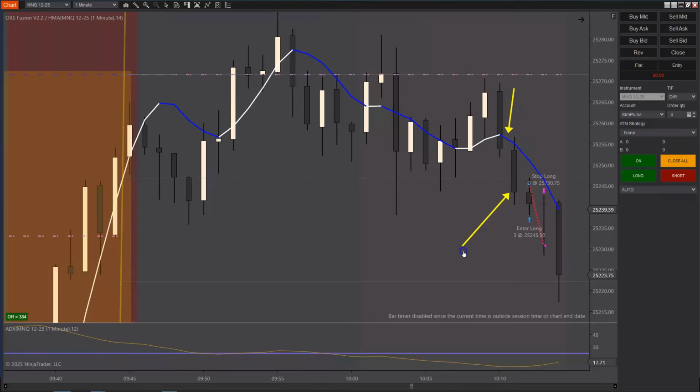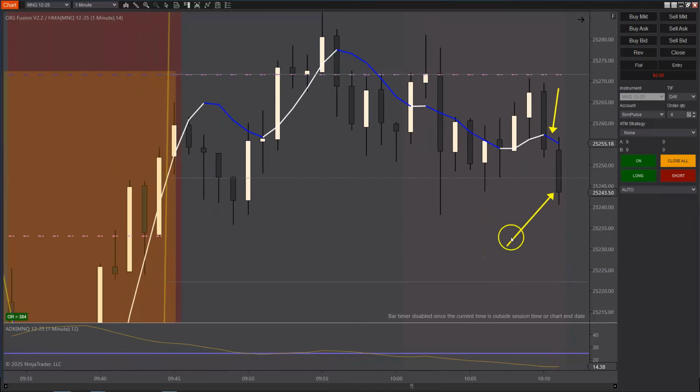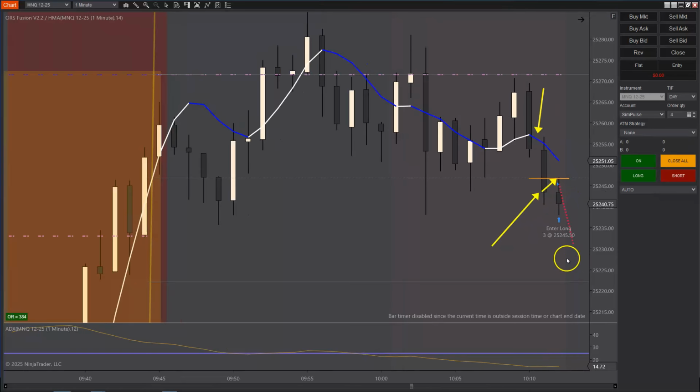So we have a blue HMA, we're closing below the HMA, and we're in a sell zone. All 3 things. As soon as all those criteria are met, which is right here at the close of this candle, ORS will automatically place a sell limit order right here, and we'll be waiting for the price to come back and fill that limit order right here. And we can see it just fills it to the tick.